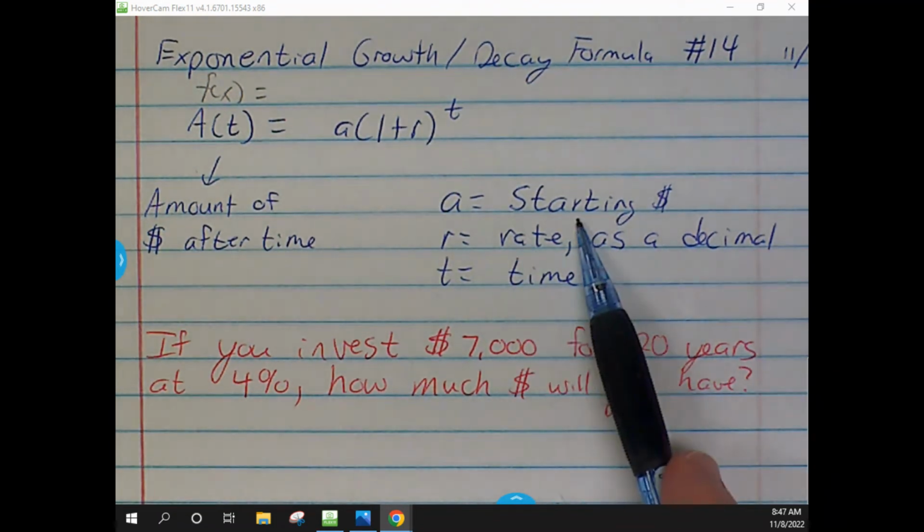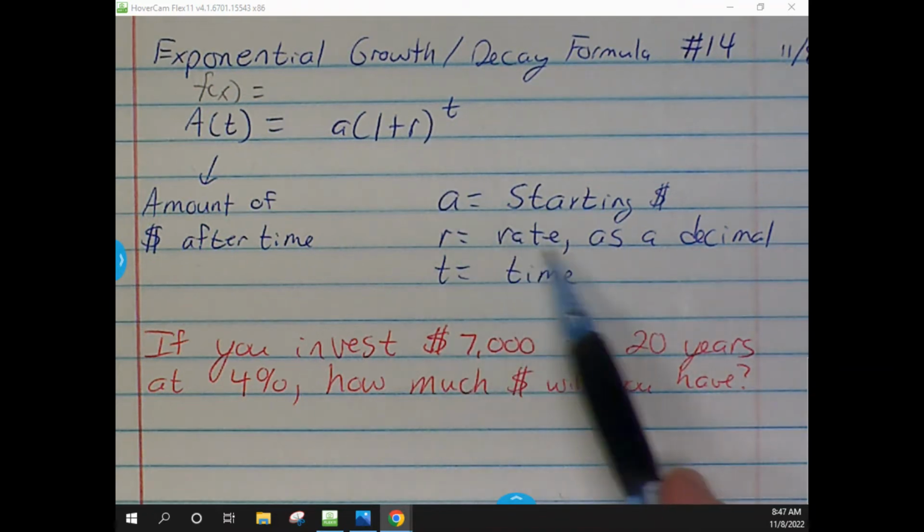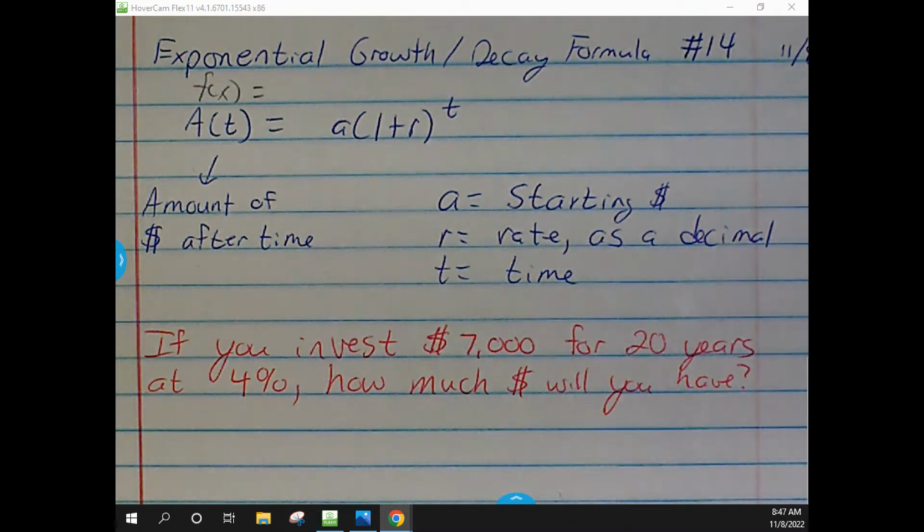Again, P is your principal, which is your starting money. r is going to be your rate, but you have to change it to a decimal, so you can punch it in the calculator and work with it. And t is going to be your time.